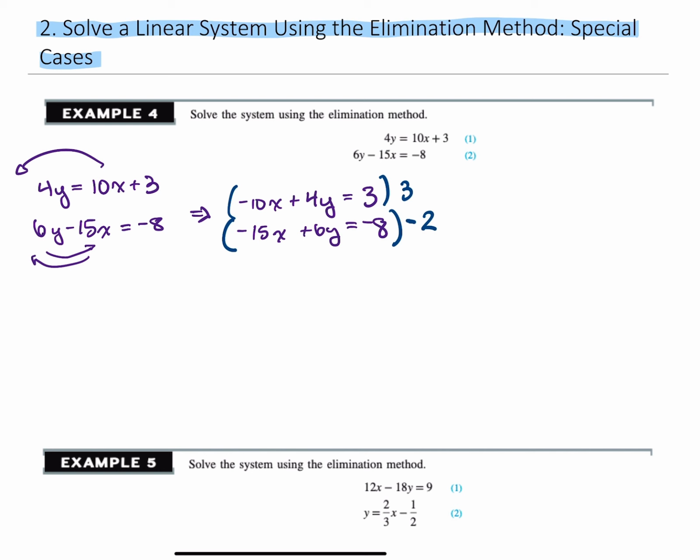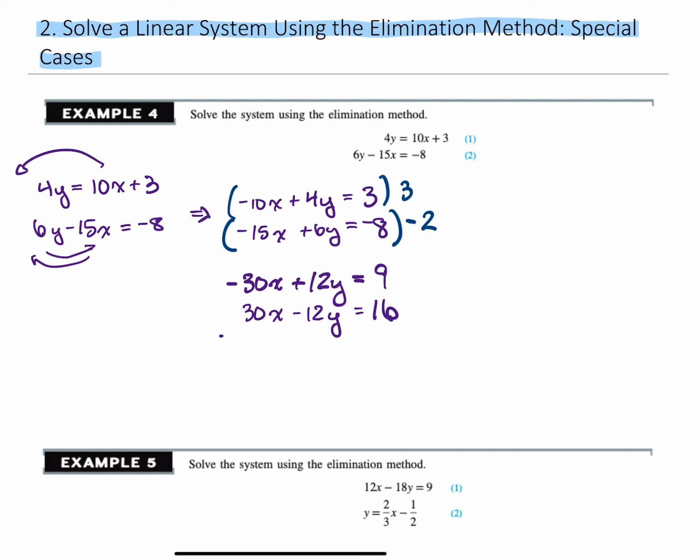Let's multiply every term in the first equation by positive 3. So negative 10 times 3 is negative 30. So negative 30x, then plus 12y equals positive 9. And then the second equation, multiplying by negative 2, negative 15 times negative 2 is positive 30x. 6 times negative 2 is negative 12y. And then negative 8 times negative 2 is positive 16.